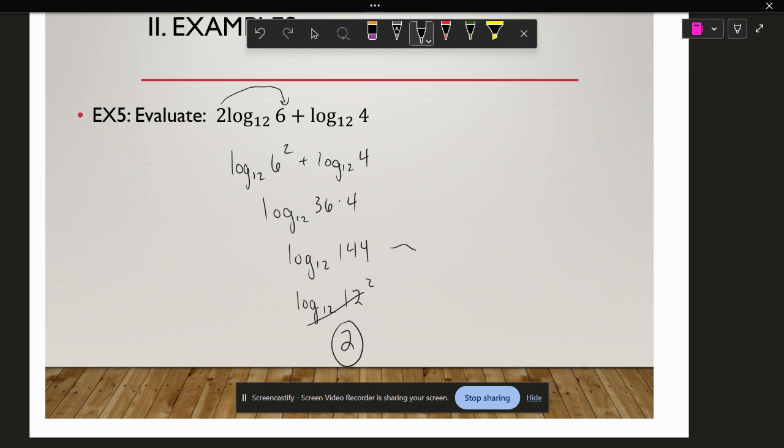If you get to this point and you don't know exactly what you're doing, again, you have it all condensed into one log. You can set it to x and then say 12 to the x equals 144. And then hopefully you know what that one is. 12 to the x is equal to 12 squared. So x is equal to 2. Okay, it's using the same principle. The one on the left is actually just the shortcut.